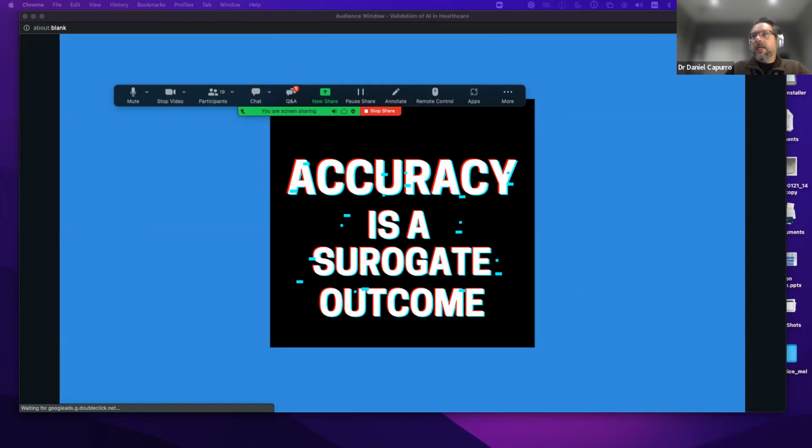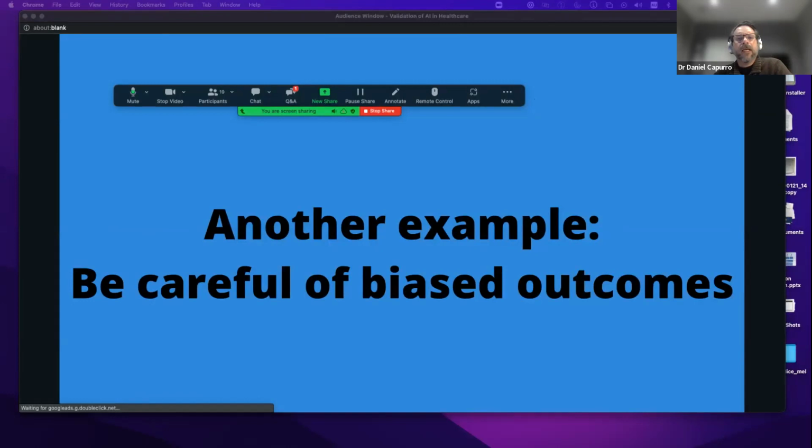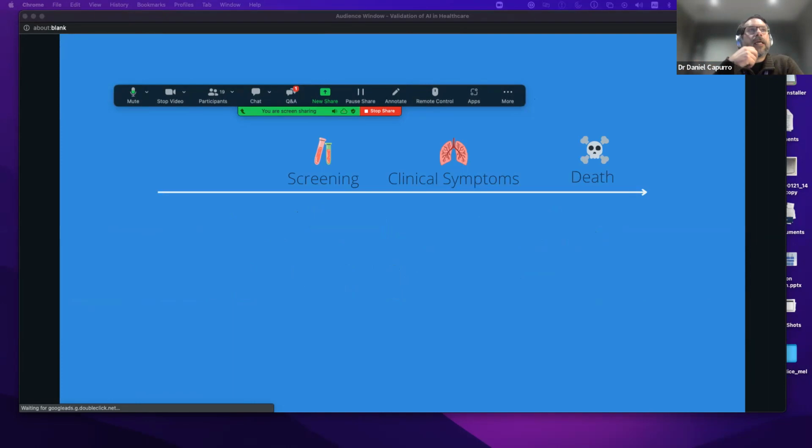And here is another example. We need to be careful of biased outcomes, because again, increased survival, especially with machine learning, when we're talking about predicting things that are going to happen in the future, there are some tricky things that may happen. One of them is what we call lead time.